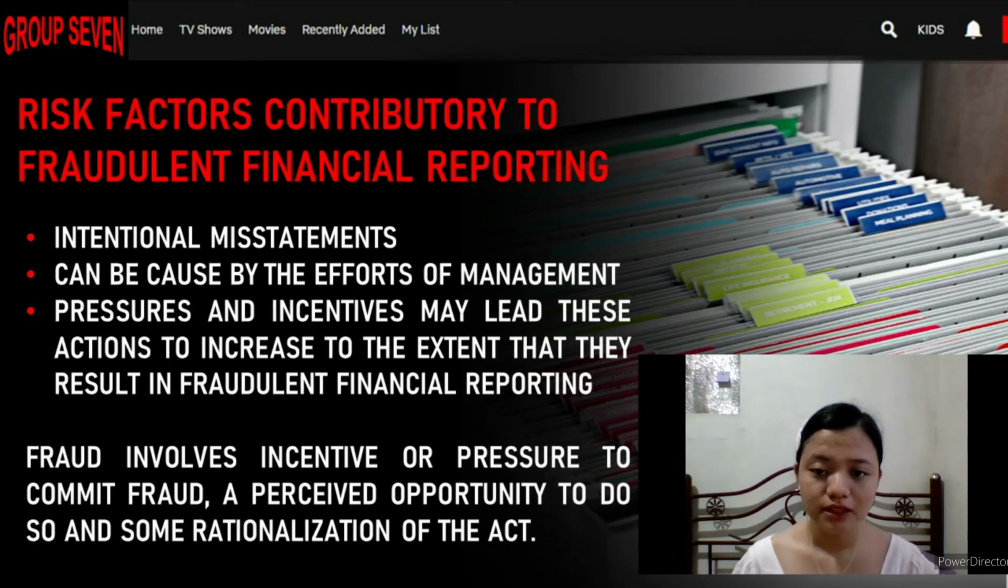Such earnings management may start out with small actions or inappropriate adjustments of assumptions and changes in judgments by the management. Pressures and incentives may lead these actions to increase to the extent that they result in fraudulent financial reporting. Such a situation could occur when, due to the pressures to meet market expectations or a desire to maximize compensation based on performance, management intentionally takes positions that lead to fraudulent financial reporting by materially misstating the financial statements. In some entities, management may be motivated to reduce earnings by a material amount to minimize tax or inflate earnings to secure bank financing.